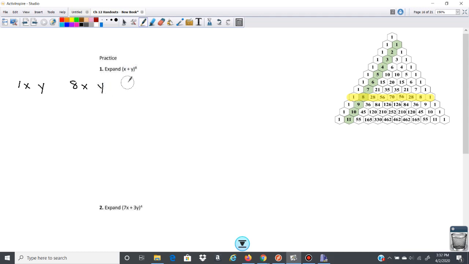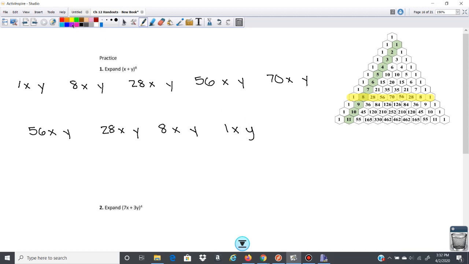So let's just set this up. So we've got 28, and then x and y. Then we have 56, x and y, 70, x and y. Then we have 56, x and y. And then let's see, 28, x and y, then 8, x, y, and then 1.